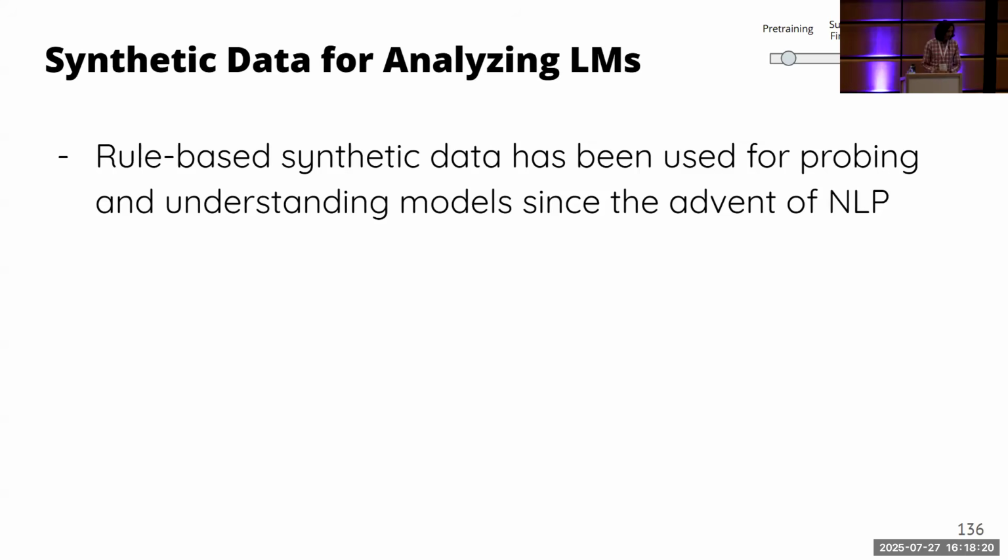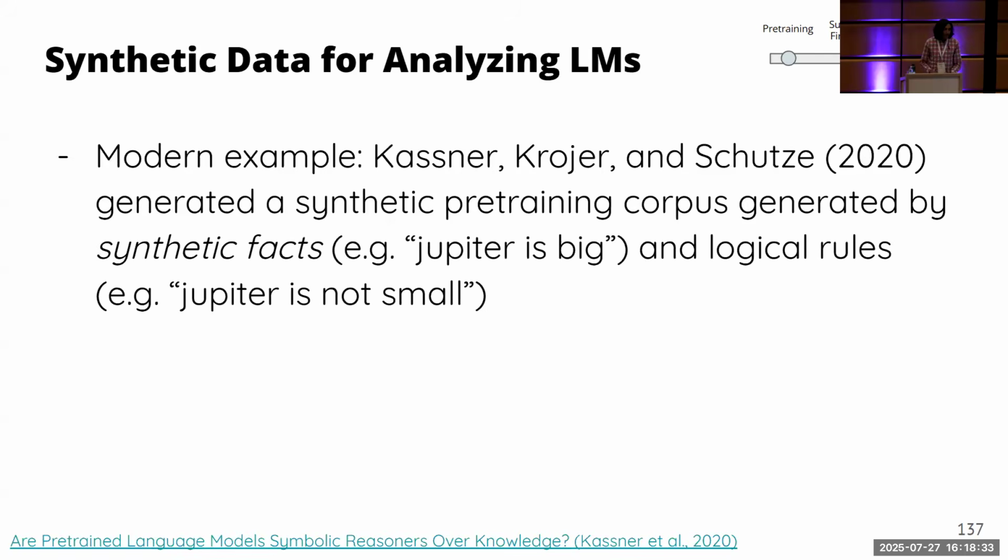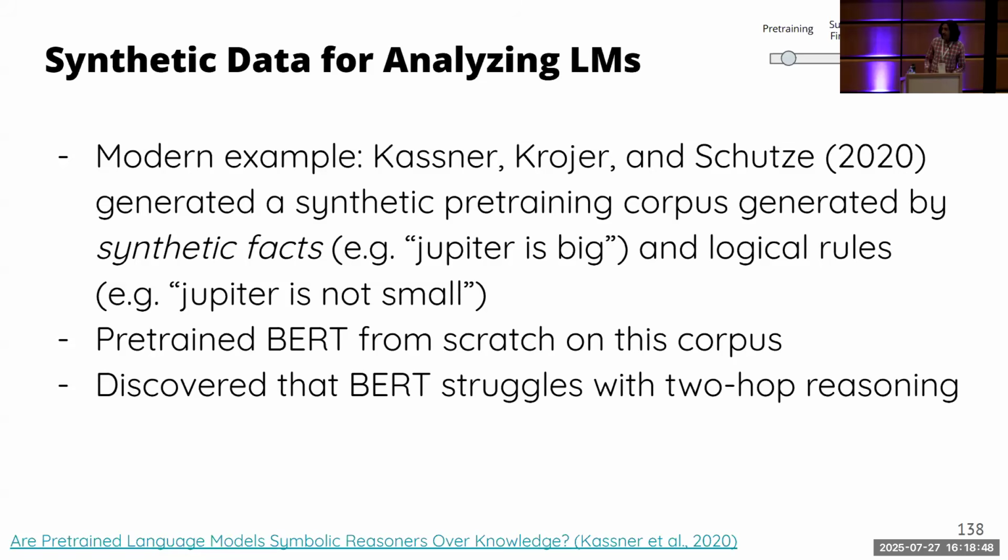And so lastly, we also care about analyzing language models and learning insights about machine learning. And synthetic data has been used for this purpose since the advent of NLP. But as a modern example, Kassner et al. in 2020 created a synthetic pre-training corpus using a set of facts and logical rules, like Jupiter is big implies Jupiter is small. And they then pre-trained BERT from scratch on this synthetic data, which has the nice property of you know exactly what went into this data and what properties it has.